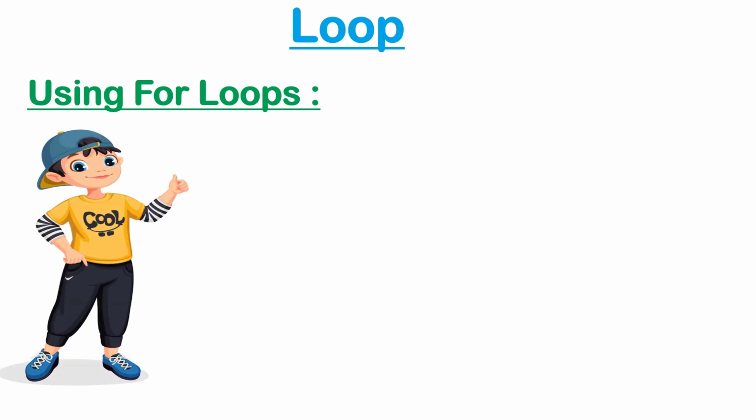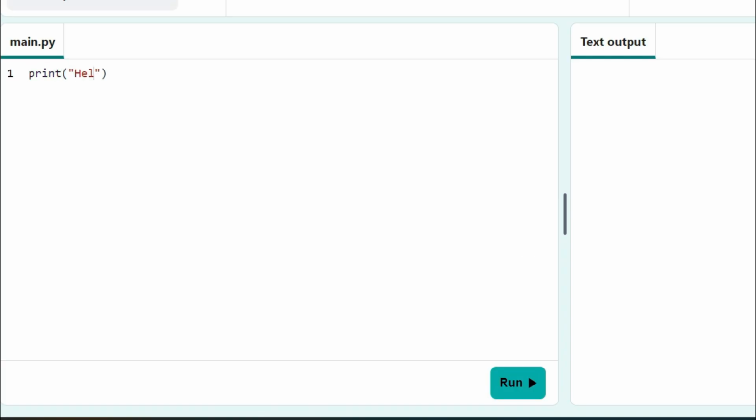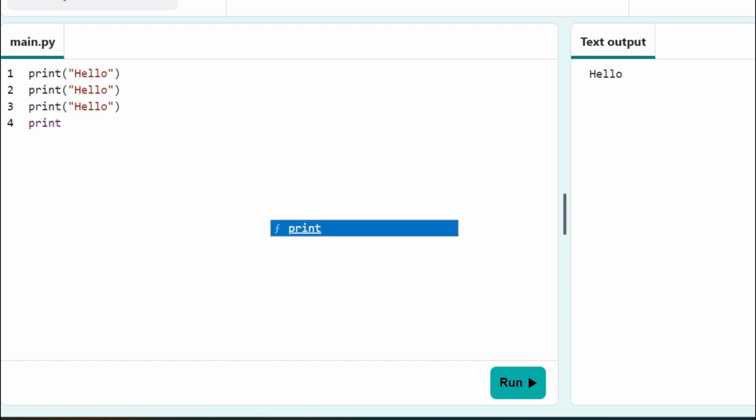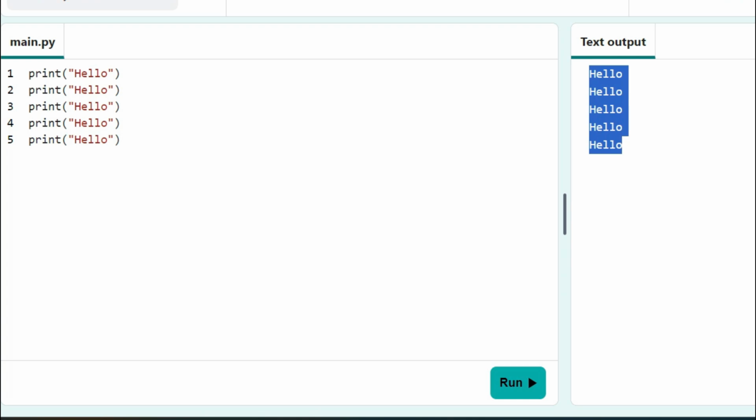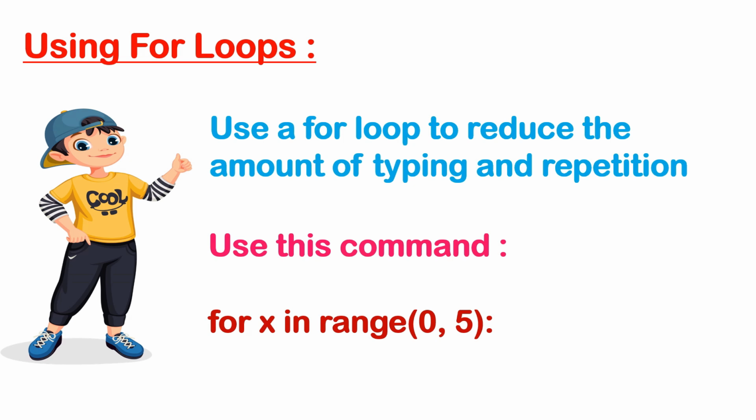To print hello 5 times in Python, you would otherwise run the program 5 times to get the output like this. Print, then hello. It will display hello, but we need the output 5 times, so we need to repeat it 4 more times, like this. So instead, you can use a for loop to reduce the amount of typing and repetition, like this.